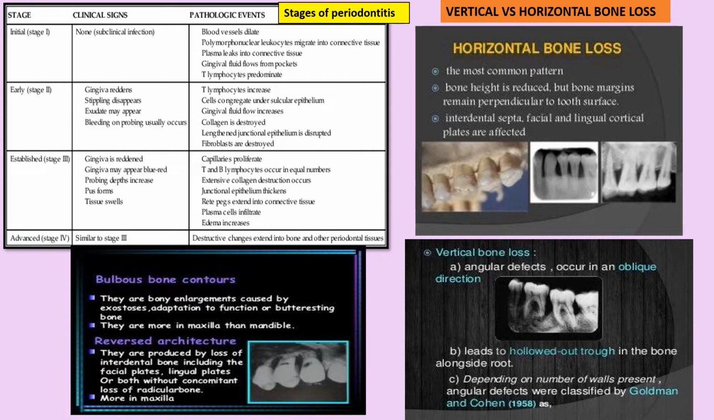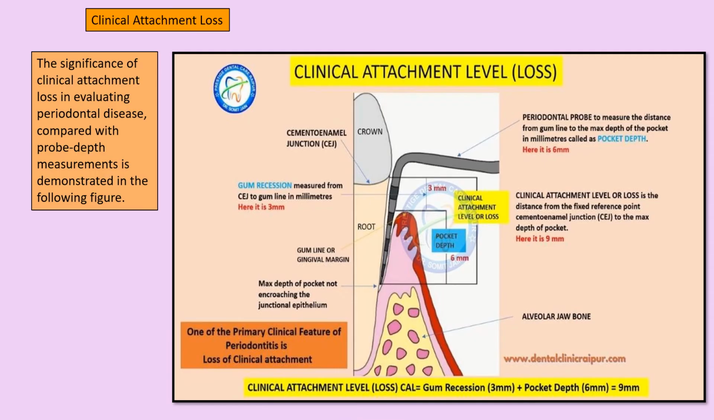Okay, so on this page we can see the stages of periodontitis, starting with stage 1, stage 2, stage 3. That will be the established stage. Stage 1 is the initial stage, stage 2 is the early stage, then established, and finally the advanced stage. What are the signs and the pathogenesis of them? So in this we can see the horizontal, the generalized bone loss, and the vertical, which is the angular bone loss. What are bulbous bone contour and reverse architecture, that you can go through here.